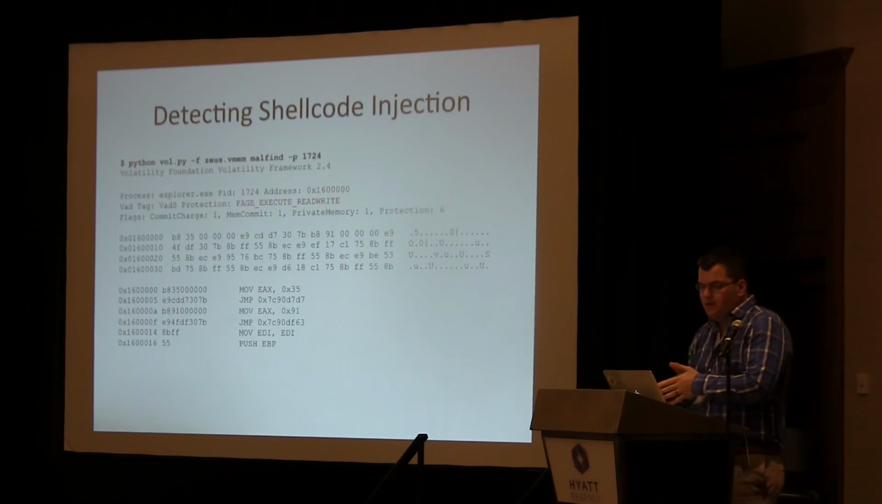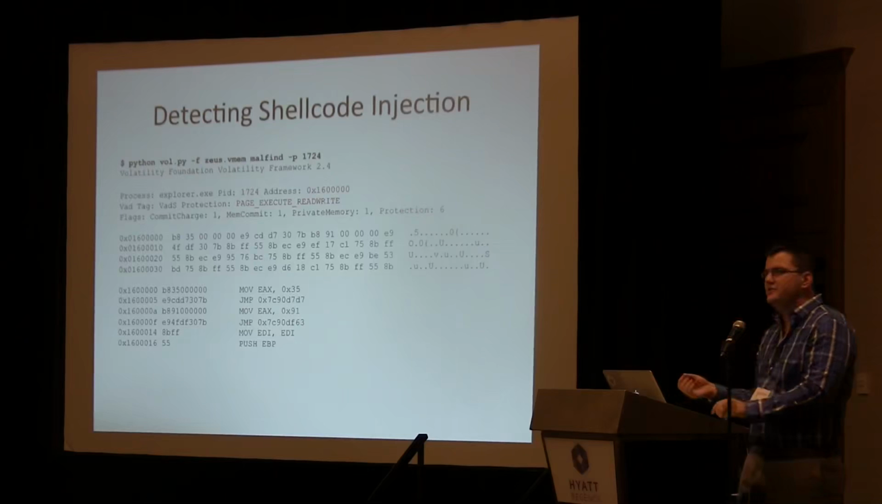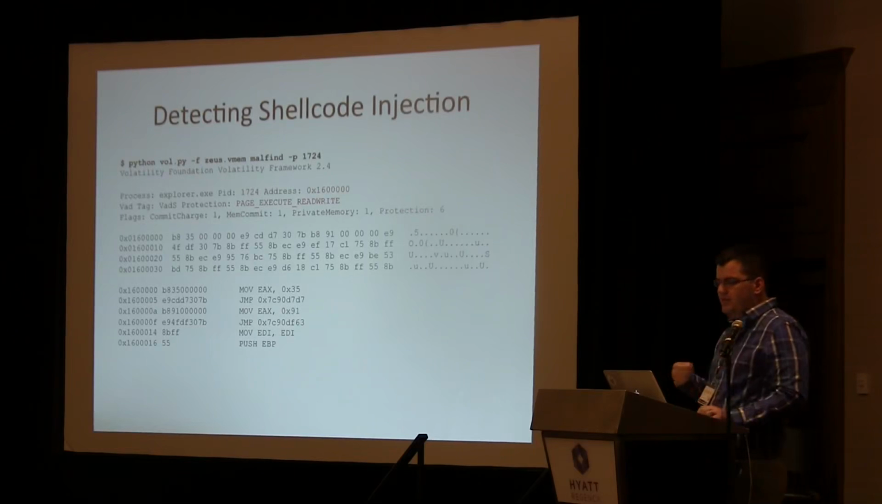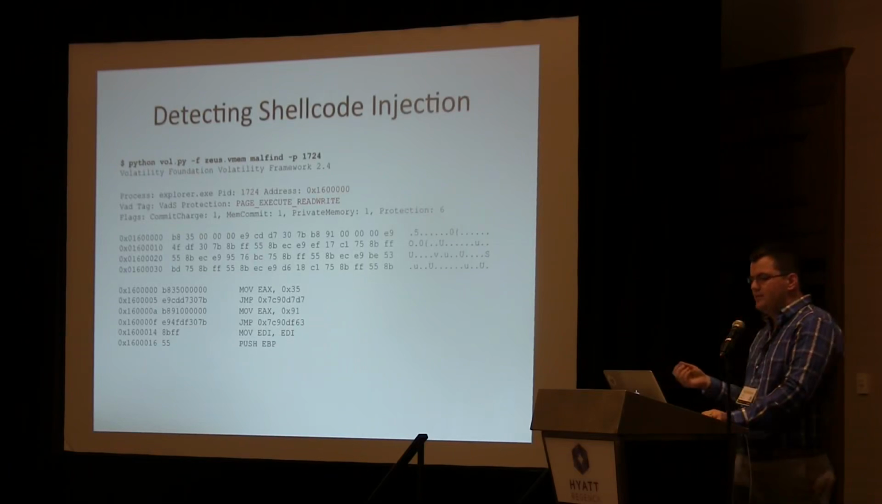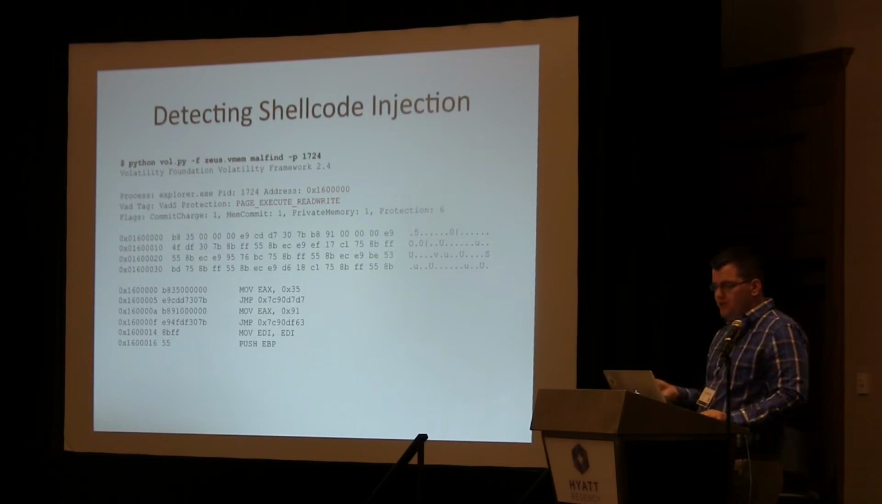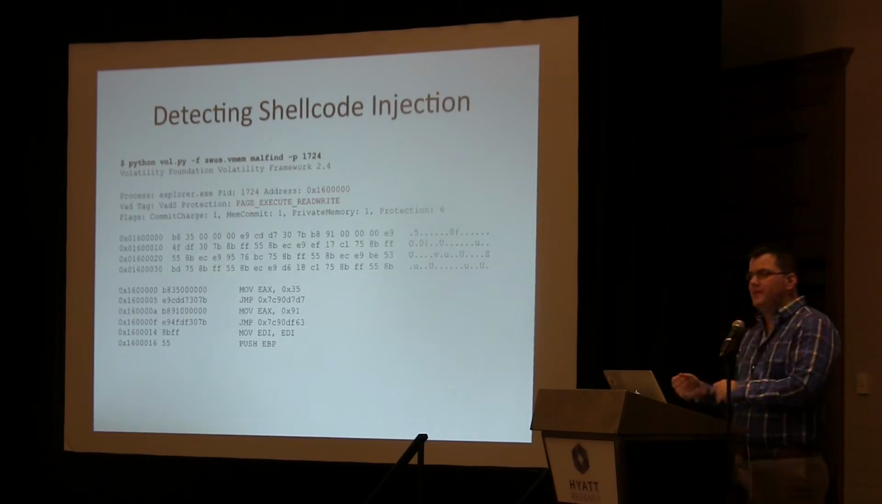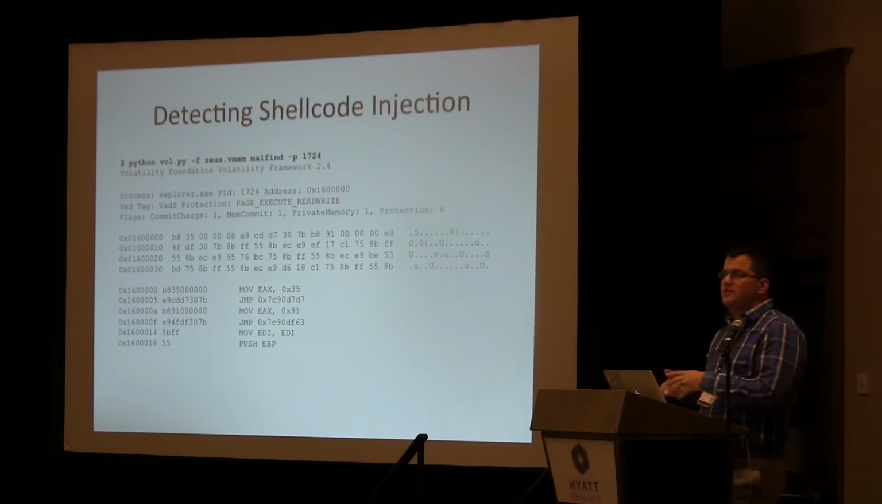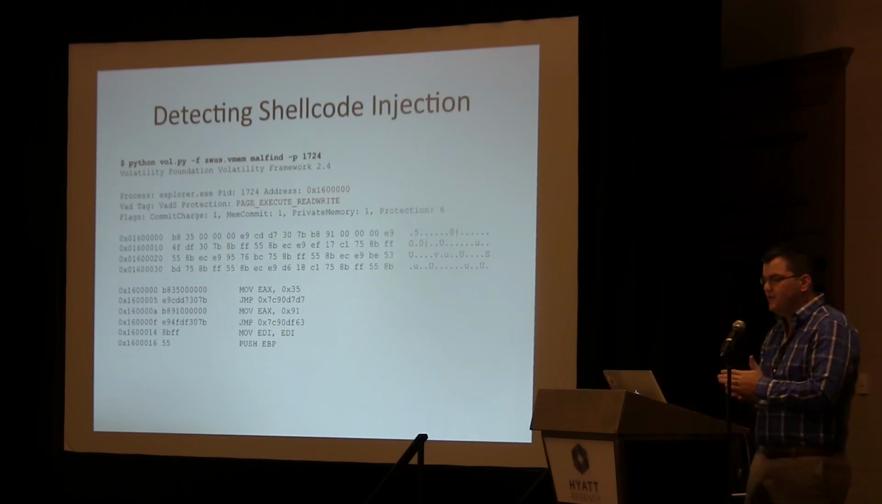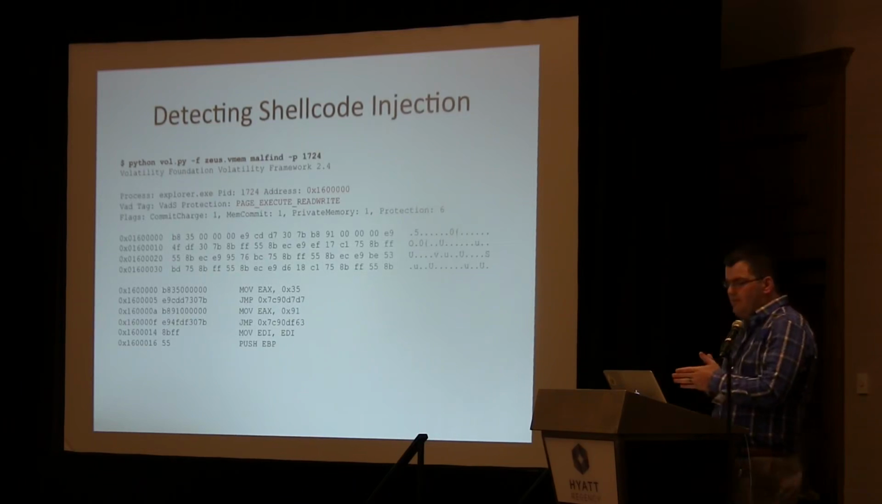So for those not familiar, shellcode is the idea of taking raw machine instructions, injecting them into a process and then having them run. So if you've seen shellcode before for exploits, normally the first payload is going to be some assembly instructions that then download a larger piece of code. So with Volatility, you can use the malfind plugin.